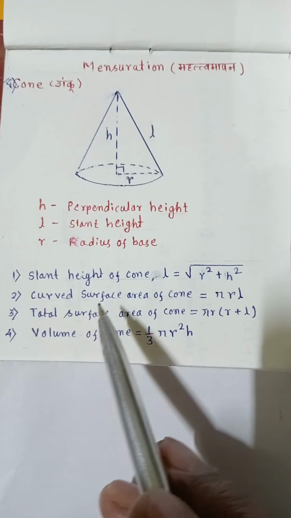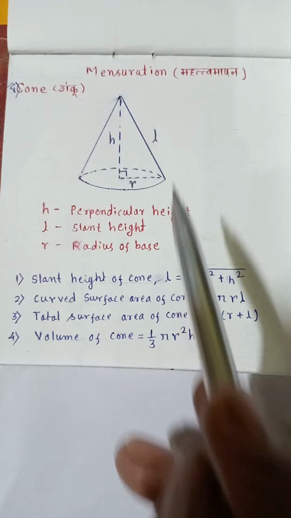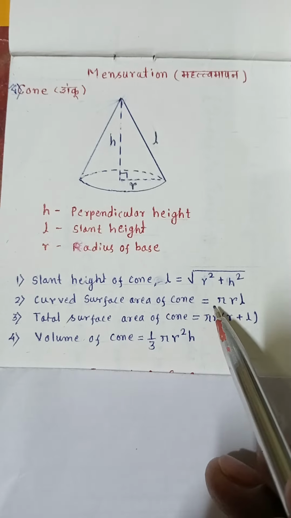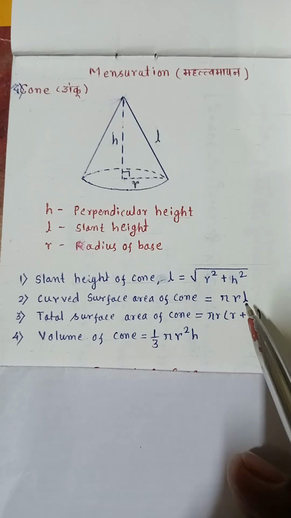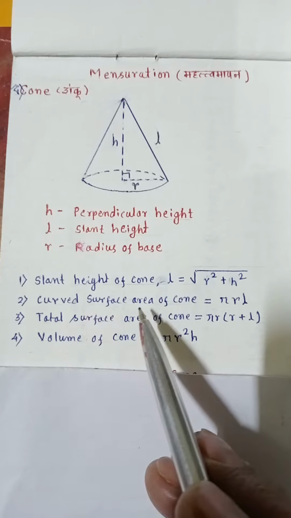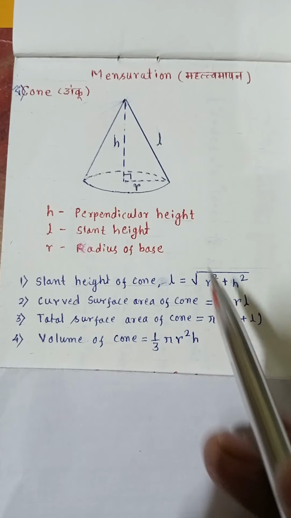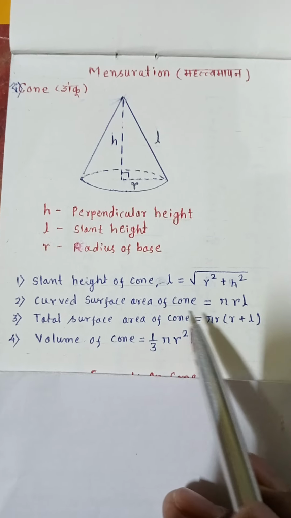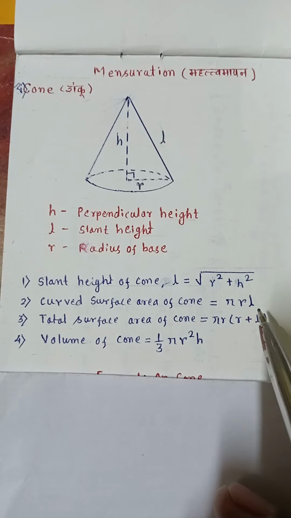Second, curved surface area of cone. Curved surface area of cone is equal to pi RL.